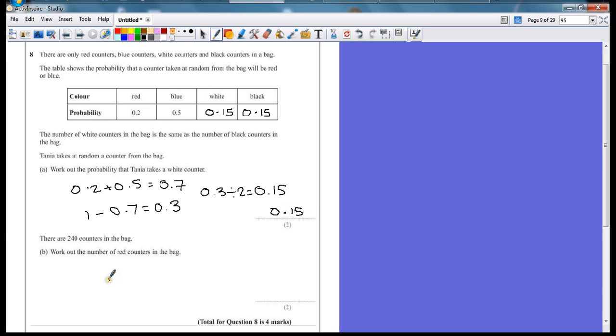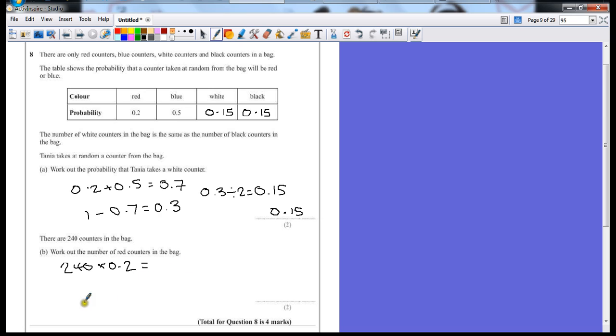0.15. Question B, there are 240 counters in the bag. Work out the number of red counters in the bag. Well, the probability of getting red is 0.2. So that's just going to be 240 multiplied by 0.2.